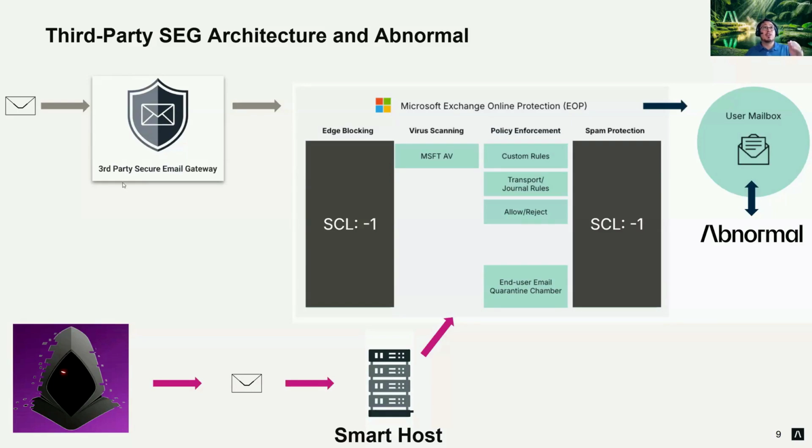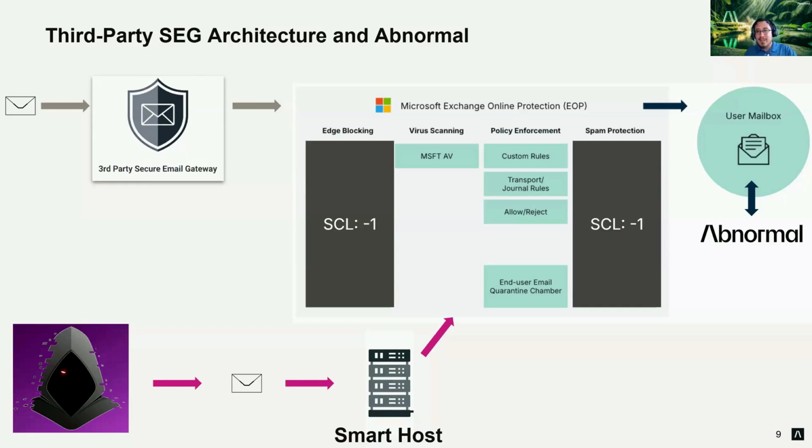25% of our customers today are choosing to use this architecture where they use both a third-party secure email gateway and Abnormal for email security protections, while 75% of our customers no longer have a third-party secure email gateway. Instead, they activate the Exchange Online protections that they are already paying for, and use Abnormal combined together as their email security solution.